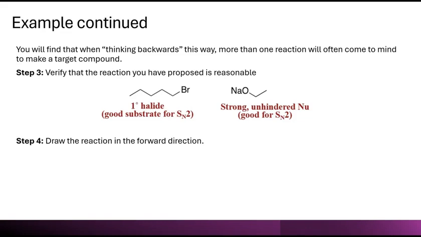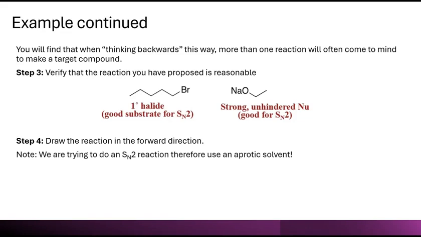Step 4, draw the reaction in the forward direction. Note, we are trying to do an SN2 reaction, so we also have to consider the solvent. We want to use an aprotic solvent. So here is our alkyl halide, our reagent. This was a substrate. And below we are showing the solvent that we are using, in this case DMSO, which is a polar aprotic solvent resulting in our target. This is just one example of many. Make sure that you are practicing in order to hone in your synthesis and retrosynthesis skills.